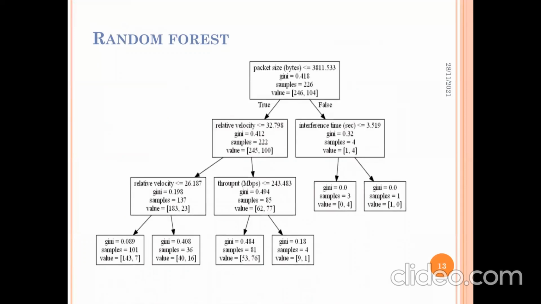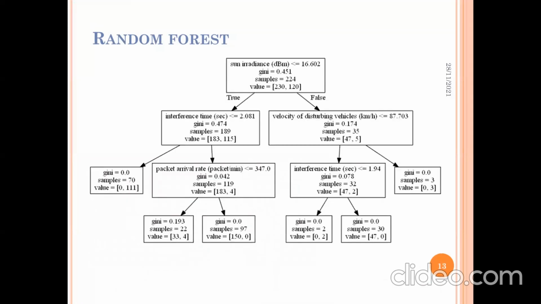Starting with tree one, if the packet size is less than 38,811 bytes and the relative velocity is less than 32 kilometers per hour, we should check the throughput. If the throughput is less than 243 megabits per second, the Platoon cannot transmit the packet via visible light communication, and we should switch to RF technology. If the packet size is large and the perturbation time is less than 3.5 seconds, which is related to both perturbation resources, switching to RF technology is more preferable to prevent information loss.